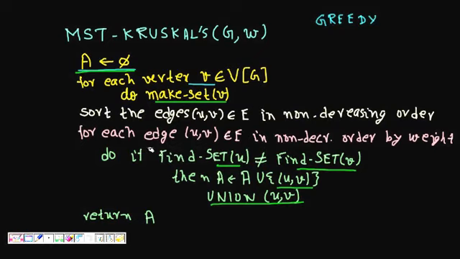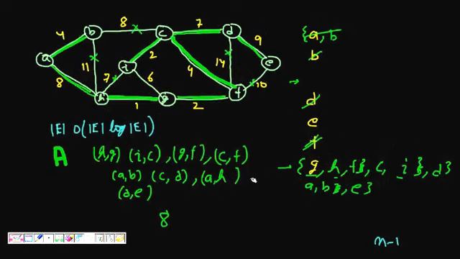Then for each of those edges, we check find set of U, is it equal to find set of V. If this is so, then we don't include it, because if they are in the same set, it will form a cycle, so we never included them. But when the sets we found were not equal, then we also made the union of them so that it merged into a new set.